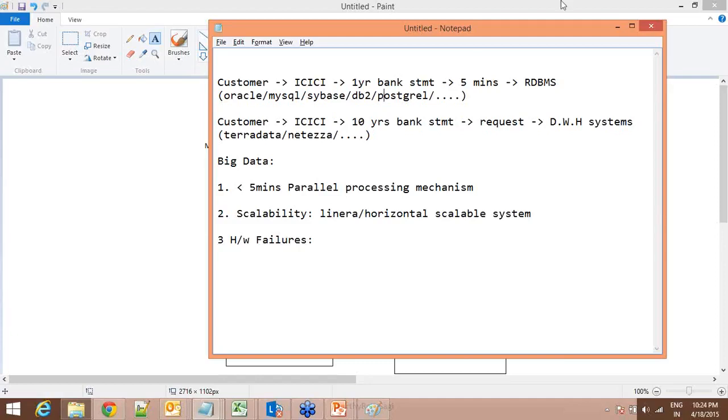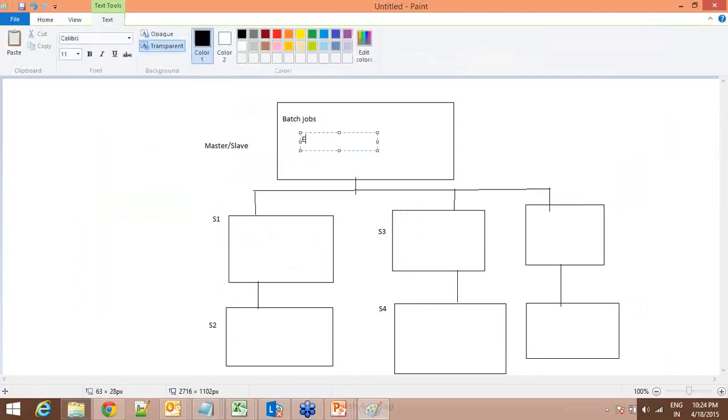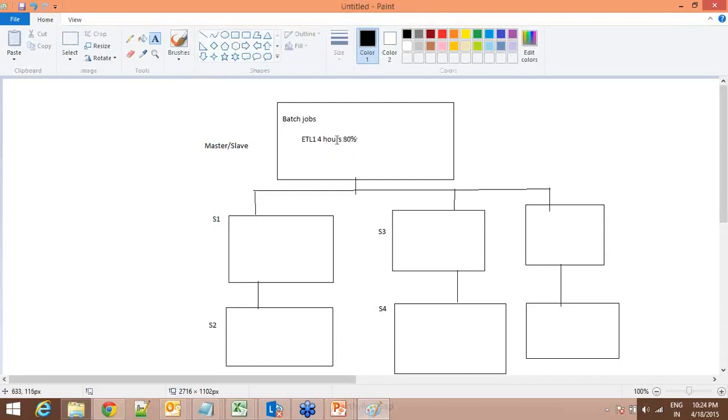If you come to a warehouse system, let's take this diagram again. Assume I have some ETL application running, some warehouse application, some Teradata application. It's been running for the last 4 hours, and almost 80% of the processing is completed. When the application is at 80%, unfortunately in the cluster some node is dead. That means it has failed, maybe because of a hardware issue or power issue, whatever.